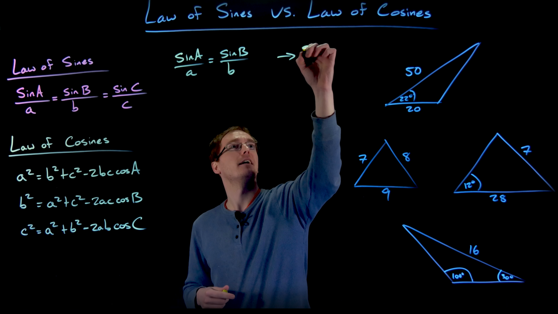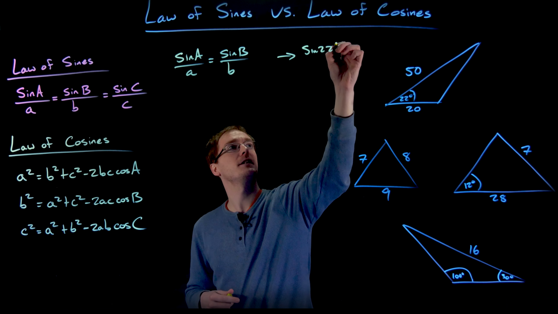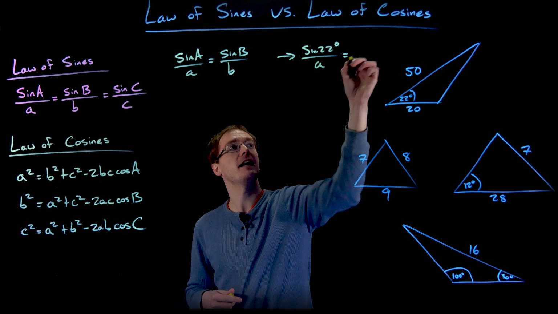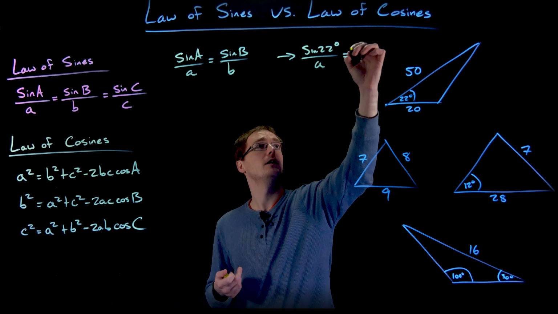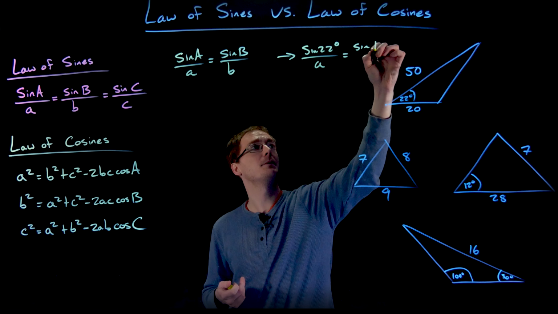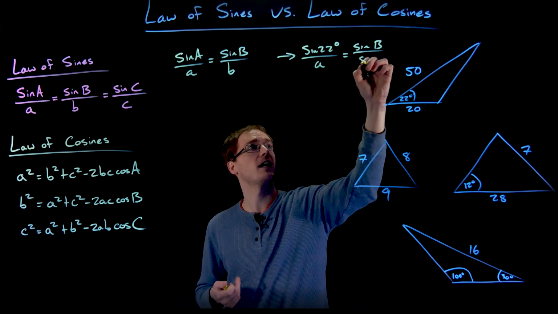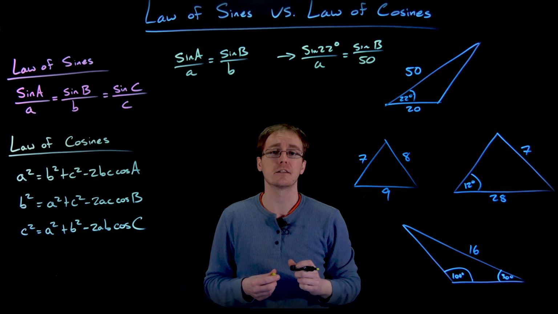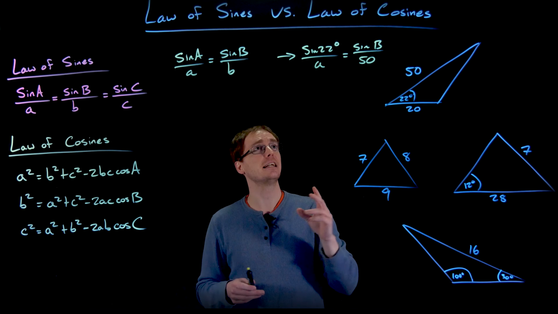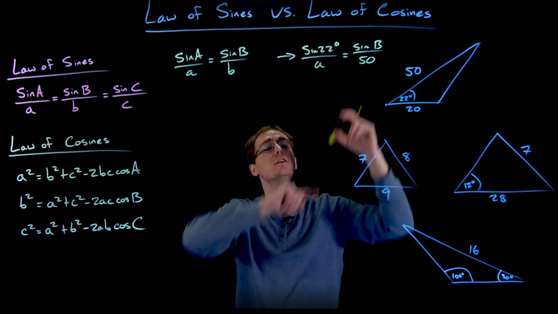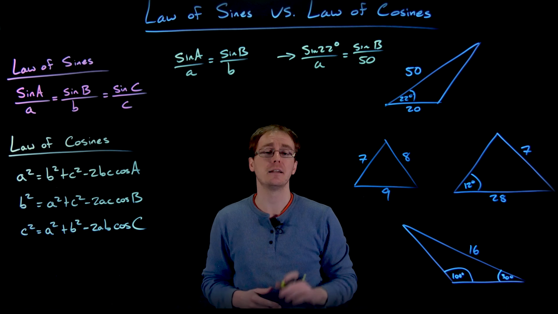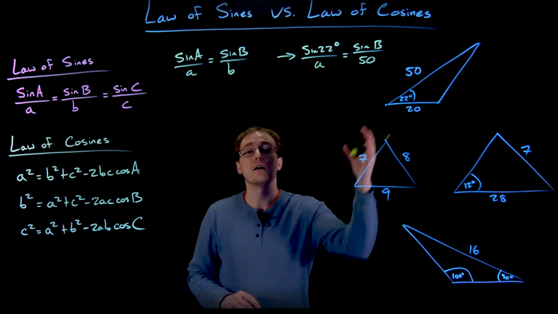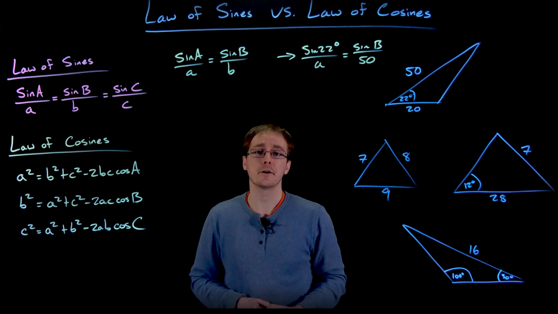We'd have something like sine of 22 degrees over a missing side length of A is going to be equal to sine of maybe angle B over our side length of 50, or we could do sine of angle C over our side length of 20. Doesn't really matter there. Either way, we're going to be stuck because we have 2 unknown pieces of information that we cannot solve for. So the law of sines isn't going to work for our first triangle.